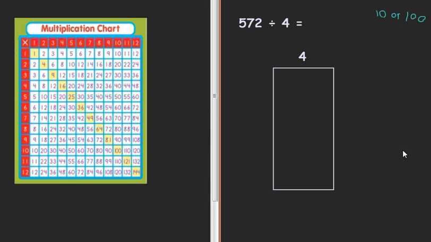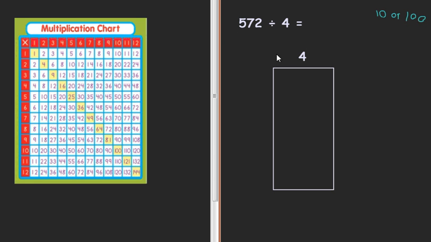Hey guys, I know this problem was a little bit bigger, but I wanted you to see what a three-digit problem on this kind of area model would look like. So what it would actually look like. We're going to start out with 572 divided by 4. Now, that's a big number. 572 is our dividend, 4 is our divisor.